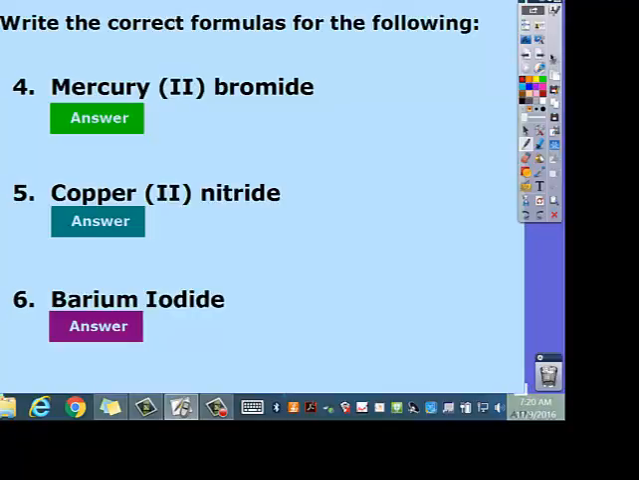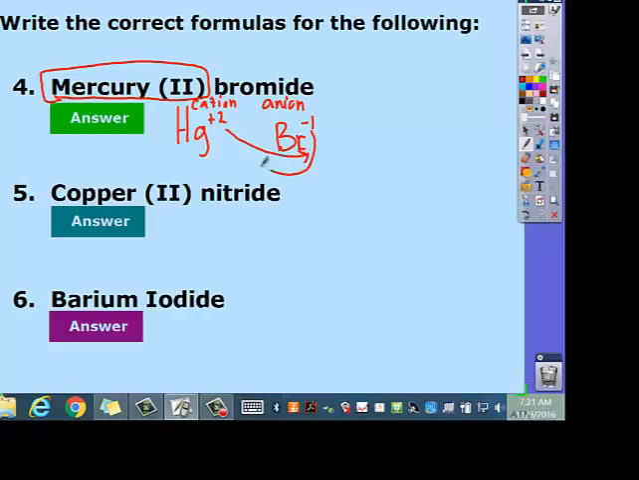Okay, you should have paused the video. I'll do this one quickly. Here I have mercury(II). That's going to be Hg. Oh, I'm sorry, this is my cation. There's a 2, so this is a +2 charge. My anion will be bromide, which is Br, -1. Cross my charges. I'm going to get HgBr2.